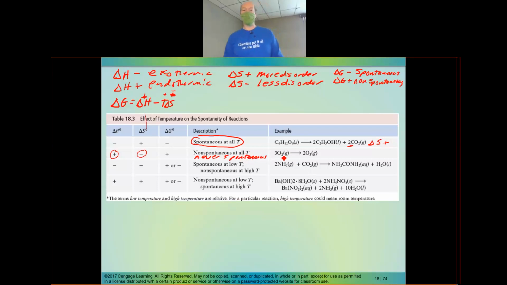All right, and so the only thing you can predict here is you can see that you have 3 moles of gas on the left going to 2 moles of gas on the right. We have less disorder. Delta S is negative, but that one is also endothermic.